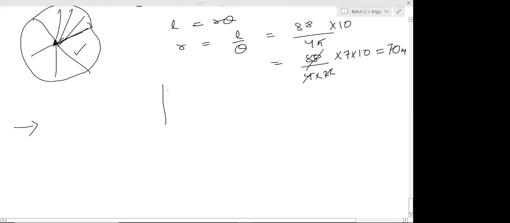In class 10th, we studied till 90 degrees only, right? But trigonometry can be applied to any angle. That is what we are going to learn in class 11. How do we draw a right angle, or how do we find trigonometric values which have more than 90 degree values?